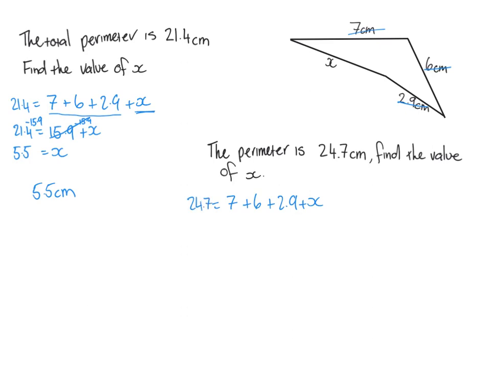The next step is to combine like terms, so let's combine these ones here. So we'd have 24.7 equals, and we did this one before, 15.9 plus x. We would take 15.9 from both sides, these two would cancel each other out, so we would just have x by itself, and 24.7 take away 15.9 is 8.8. So x is 8.8 centimeters in length.